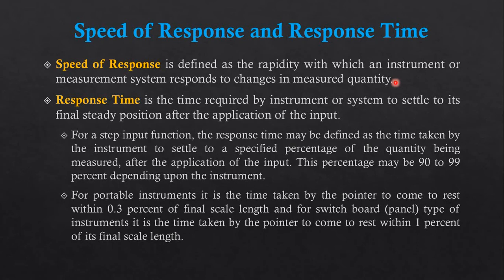Suppose we take one simple example. You are playing a football game. At that time one of your teammates passes the football to your side. So you have to respond and collect that ball, and then kick that ball again. So you need to respond very quickly. Suppose you are playing as a goalkeeper. Whenever the opponent player kicks the ball, you need to respond as fast as possible to block that ball. So at that time, the speed of response needs to be high. So in our instrumentation system, speed of response needs to be high.